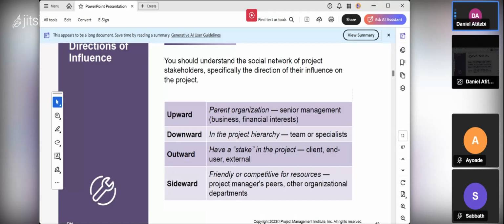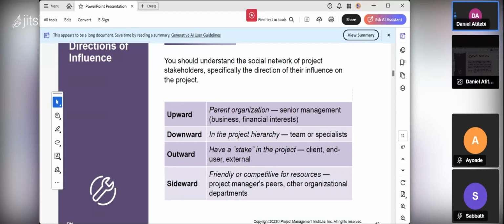So when you look at the direction of influence, you should understand the social network of project stakeholders, their political power, the people that have a high power level in the organization, specifically the direction of their influence on the project. When you say upward direction of influence, you are talking about the whole organization, the enterprise, the parent organization, the organization you are managing the project for, the people at the strategic level, senior management, senior business people in your organization.